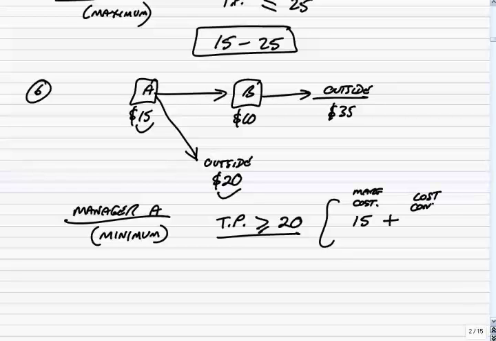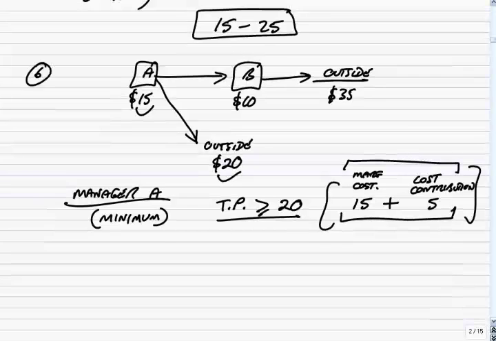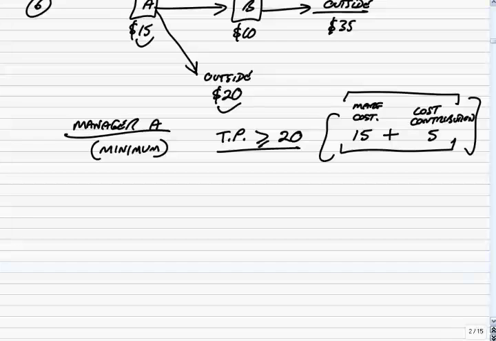We need to cover the lost contribution of $5. Therefore, we must get at least 20. Now, I've already said if you've just written down 20, that's fine. But do see what I've written here, because I'll show you later, it just could be a little bit less obvious. You could need to write it down the way I've done.